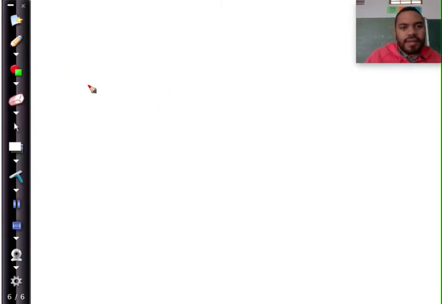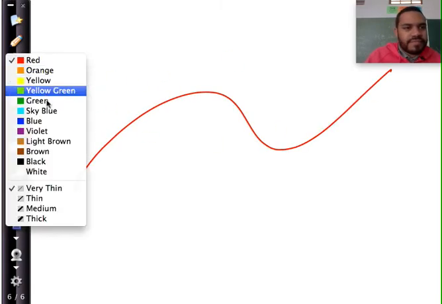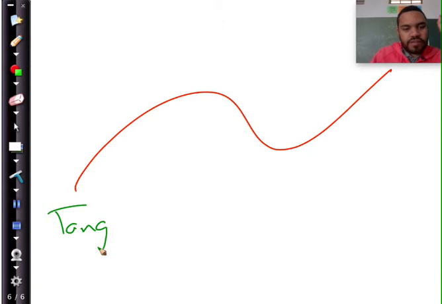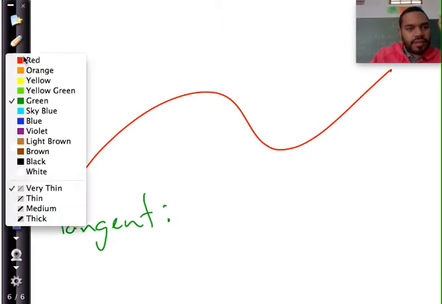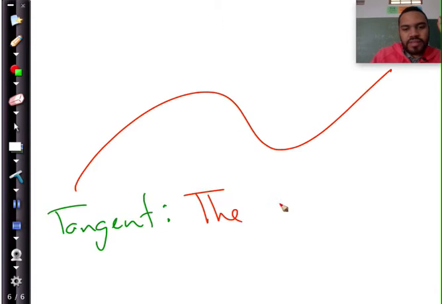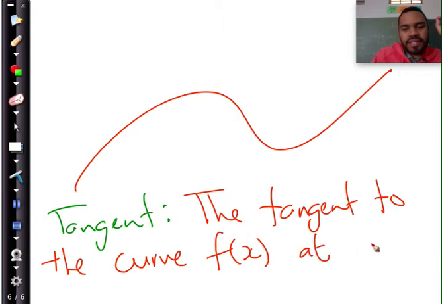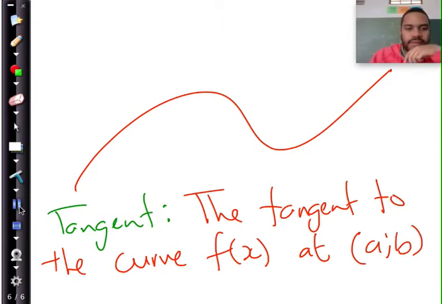Okay, so again I draw my curve. I've already told you that the tangent, I'm going to give you a definition here, and we're going to formalize this one. The tangent to the curve f of x at a, b. So this means that we're talking about a tangent to this specific graph, to the curve f of x, and let's just say I've named the graph f, at a, b.